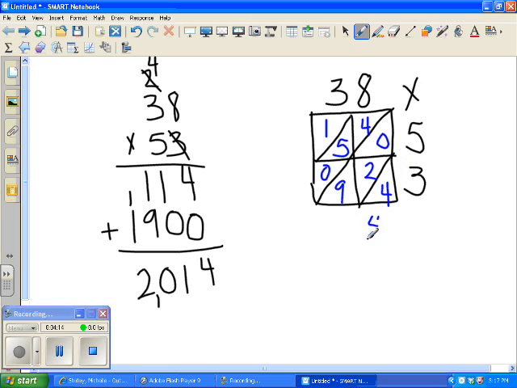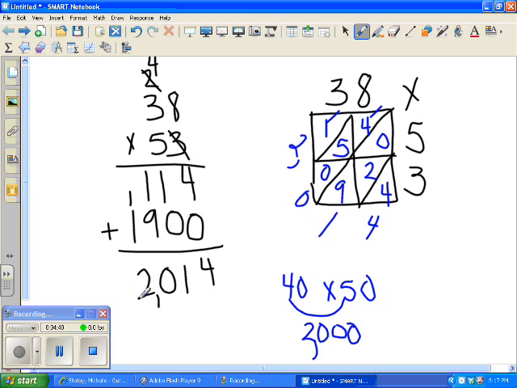4 plus nothing is 4. 0 plus 2 plus 9 is 11. Still had to carry on to the next step. 4 and 1 is 5, and 5 and 5 is 10, and 1 and 1 is 2. So 2014, and if you remember when we rounded, we did 40 times 50, and the 4 times 5 part was 20, and then we tacked on 2 more zeros. So the exact answer is 2014. Our estimate was 2,000, so that tells us yes, our exact answer does make sense.